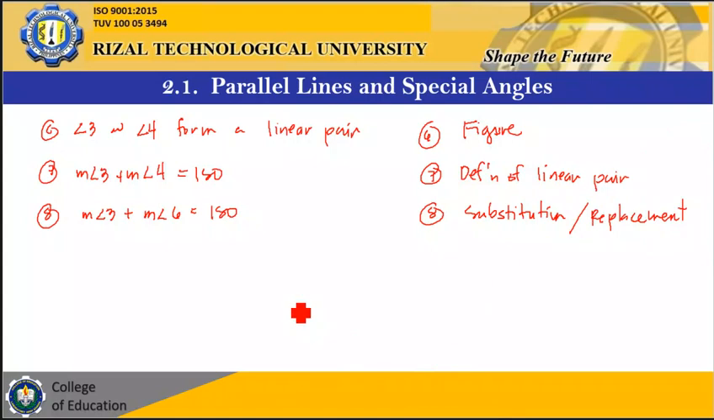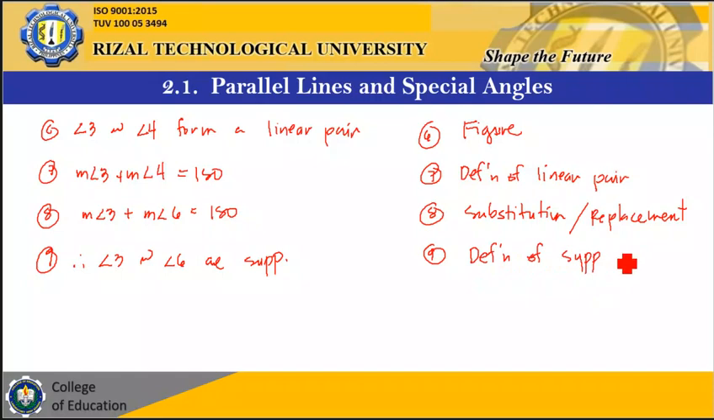Now, we have already shown that the measure of angle 3 plus the measure of angle 6 is equal to 180. And since their sum is 180, we can conclude that angle 3 and angle 6 are supplementary. The reason is the definition of supplementary angles. And we are done.